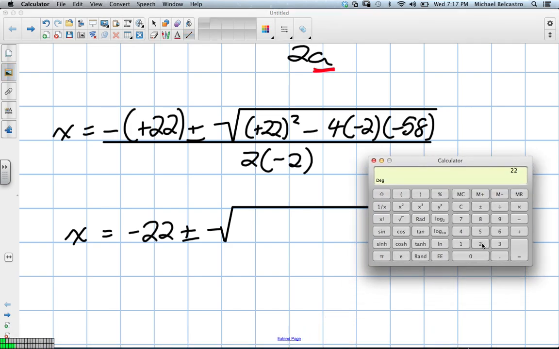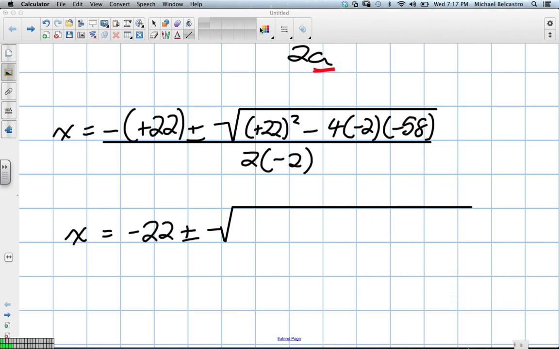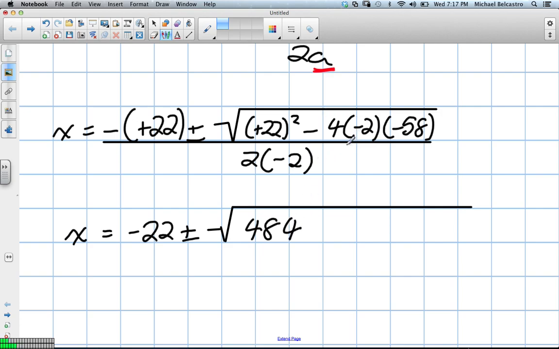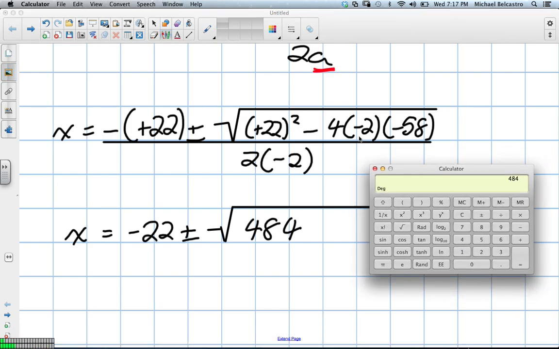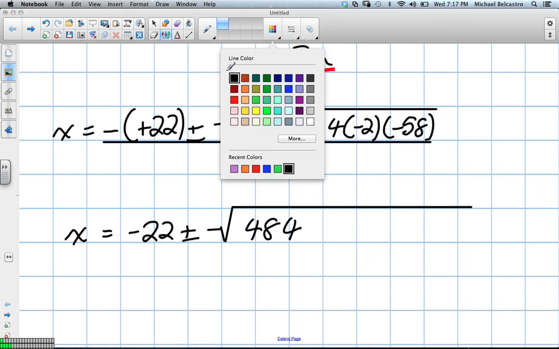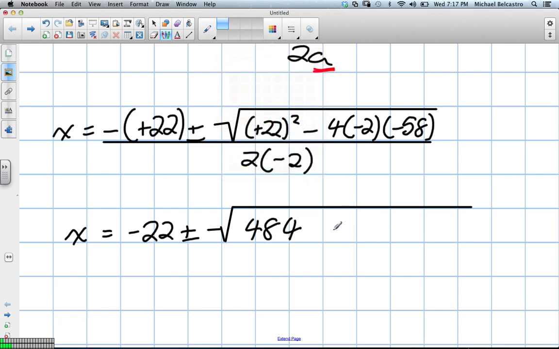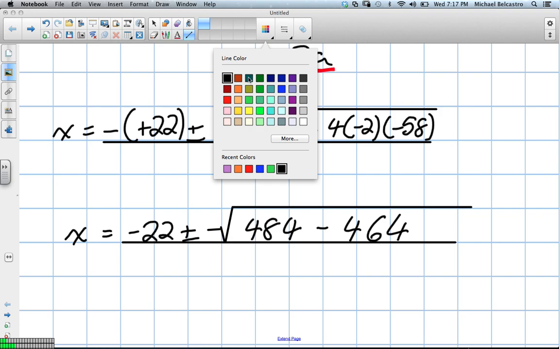Okay, so 22 squared, 484. Now these are three negatives times each other. So this is negative 4 times negative 2 times negative 58, which gives us 464. Okay, works out okay. Minus 464. All of this will be divided by 2 times negative 2, which is negative 4. Good.